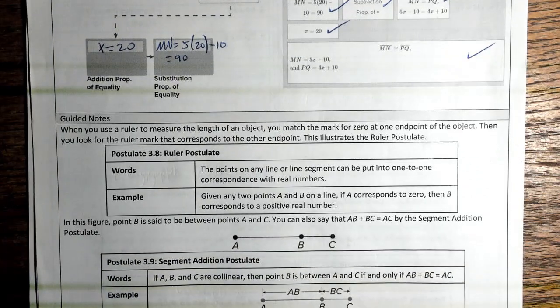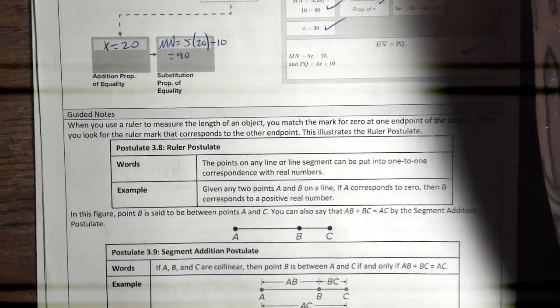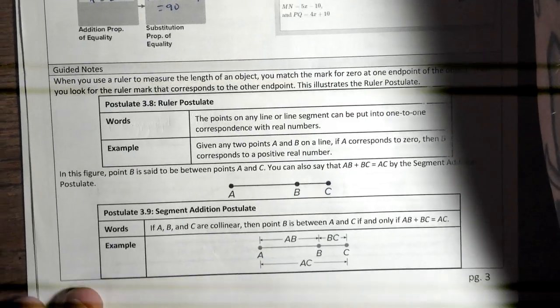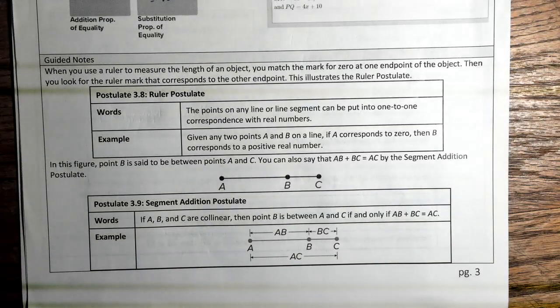Alright, let's put some guided notes here at the bottom of the page. Let me recenter so I can get everything in here. Okay. When you use a ruler to measure the length of an object, you match the mark for 0 at one endpoint of the object, and then you look at the ruler mark that corresponds with the other endpoint. This illustrates the ruler postulate. Postulate 3.8 is the ruler postulate. The points on any line or line segment can be put into one-to-one correspondence with real numbers.